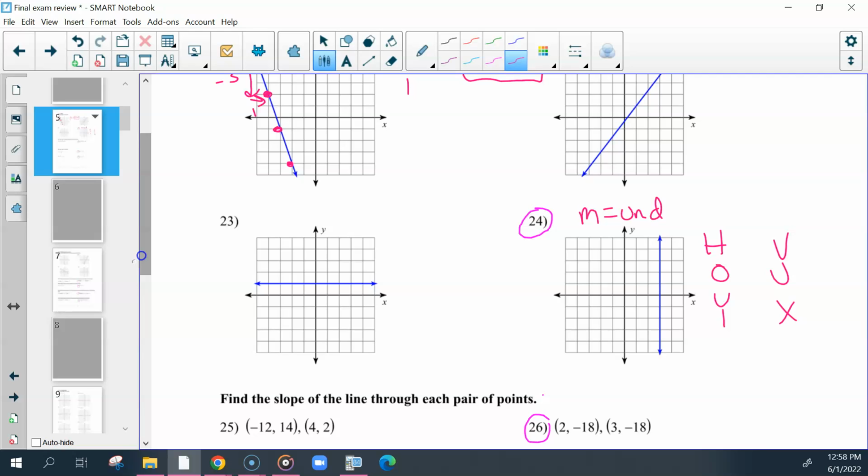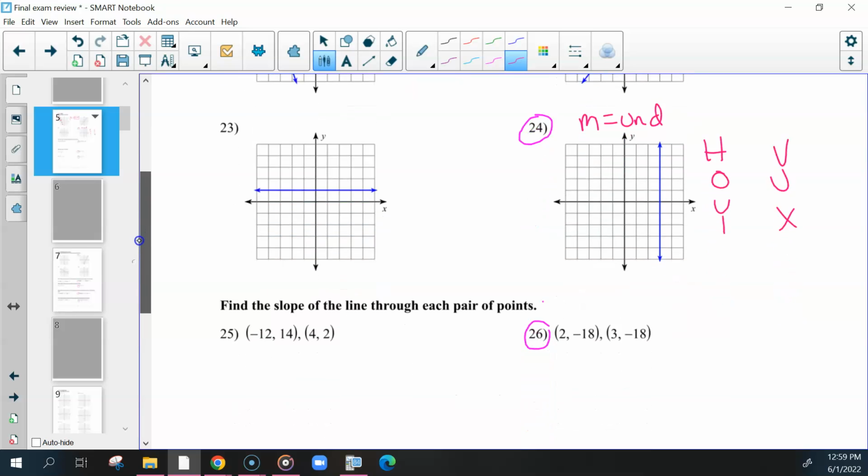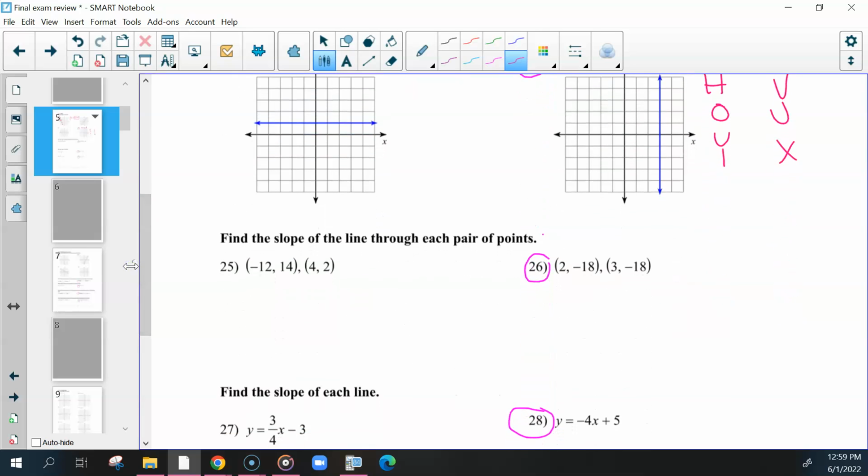Have any questions on that one? M is your slope. That's your variable for slope. For 26, we are now given points instead of a graph. So we have to find this algebraically. And we need to know how to find the slope algebraically by using this formula, y2 minus y1 over x2 minus x1. We will need to know this because it will not be given to us.